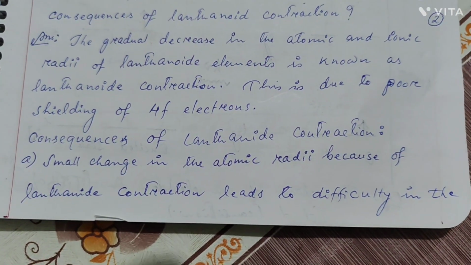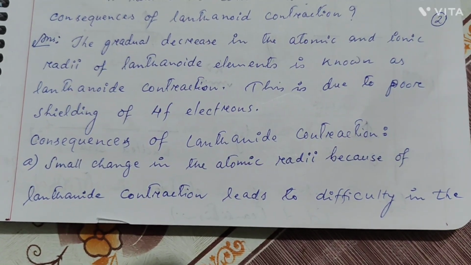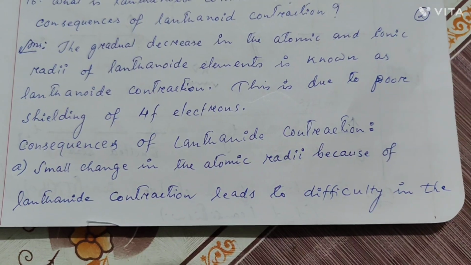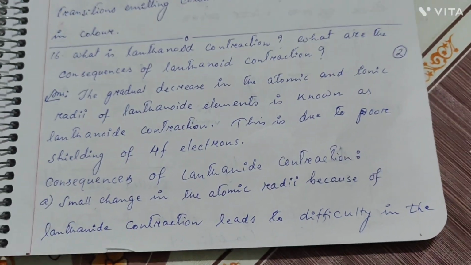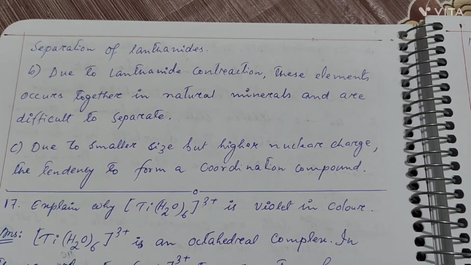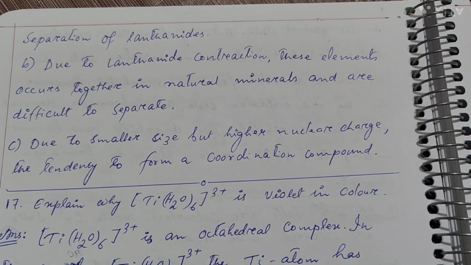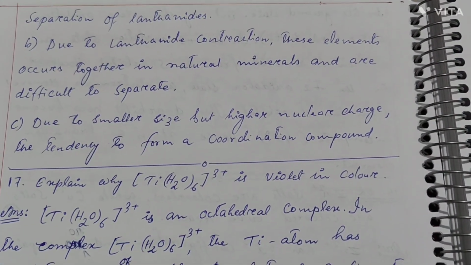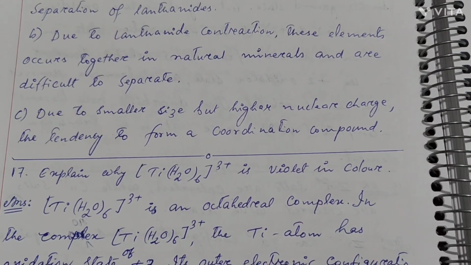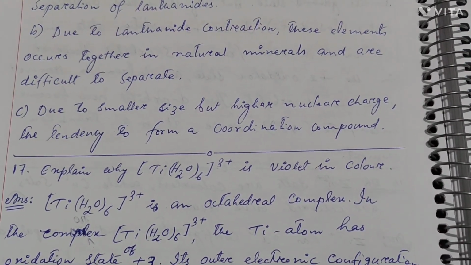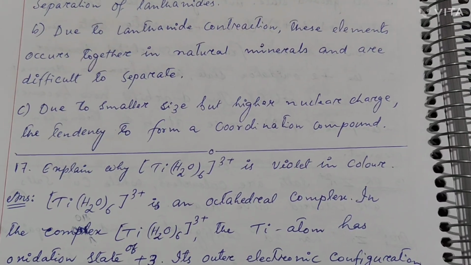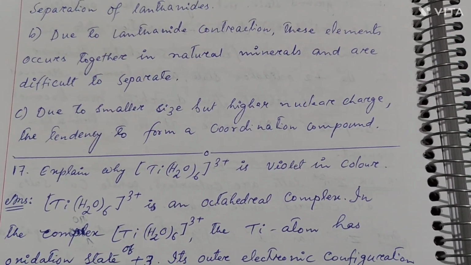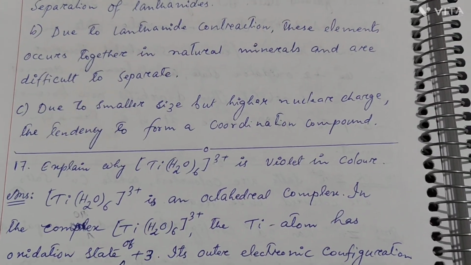Consequences of lanthanide contraction: A. Small change in the atomic radii because of lanthanide contraction leads to difficulty in the separation of lanthanides. B. Due to lanthanide contraction, these elements occur together in natural minerals and are difficult to separate. C. Due to smaller size but higher nuclear charge, there is a tendency to form coordination compounds.